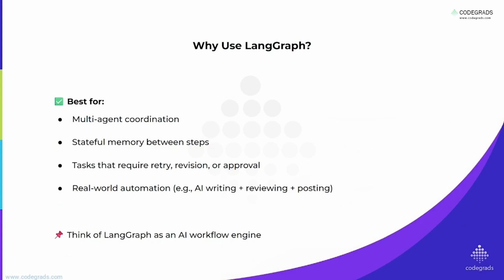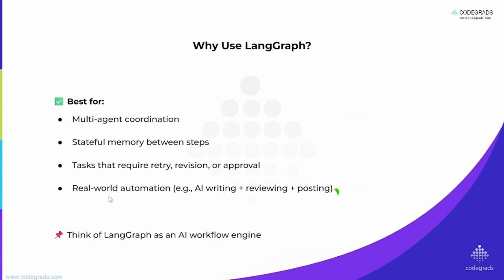Now, why use LangGraph? It is best for multi-agent coordination. We can have stateful memory between steps. We can involve memory by using a simple dictionary, which is called state. And we can also have tasks that require retry, revision, or approval. So all these tasks are covered under LangGraph.